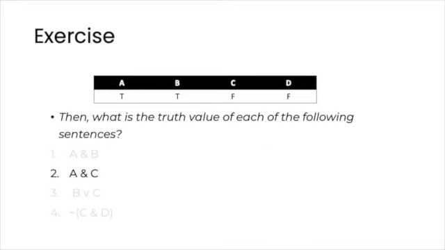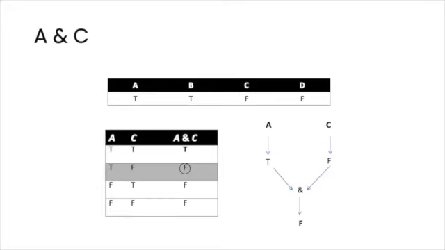What about 2? A ampersand C. In this case, A is true, but C is false. But the valuation rule tells us that a conjunction is true whenever both conjuncts are true and false otherwise. In this case, at least one of the conjuncts is not true, so the whole sentence is false. And the same information can be obtained from the truth table.